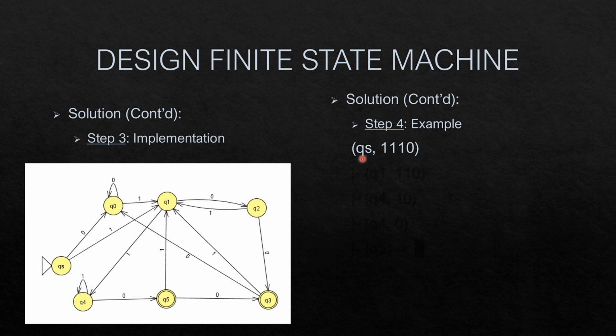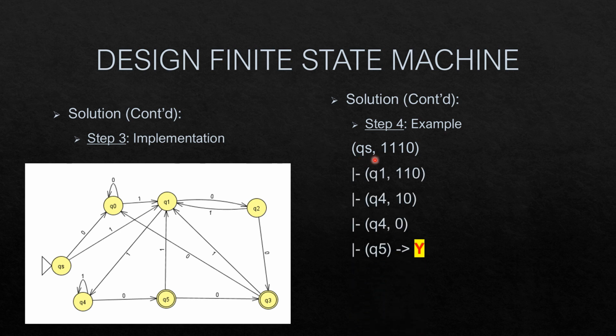Let's take 1110 as the example. Here the output that should be generated is yes because our string is ending in 110, which is one of the valid input strings. So from Q0 we will transit to Q1, from Q1 to Q4, Q4 to Q4 and finally reaching Q5, our final state, giving the output as Y. Next example, we have 1110. Again, this will also generate a valid output string, that is yes as the output.